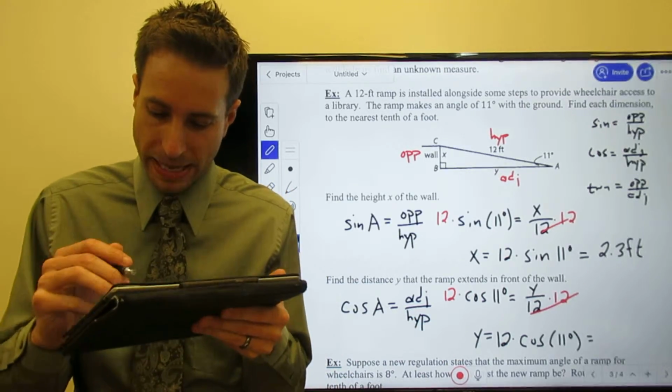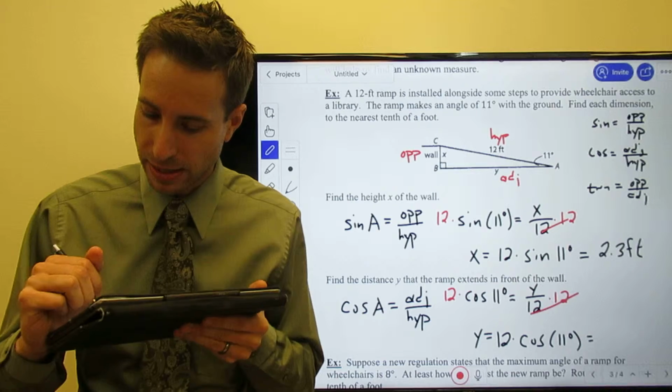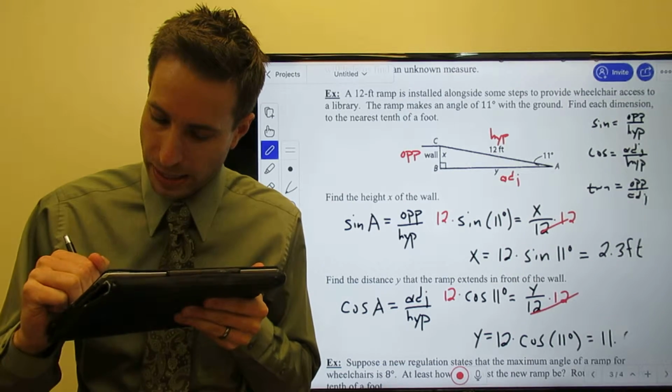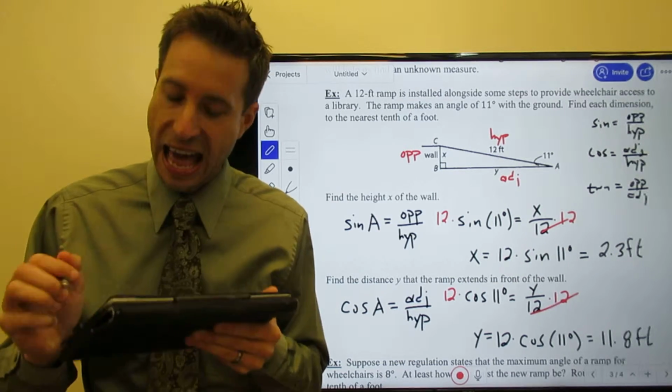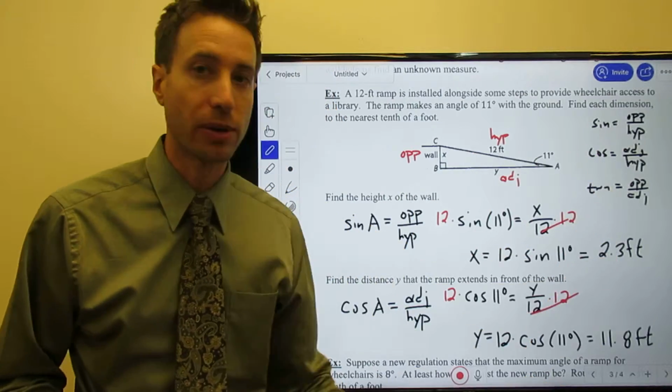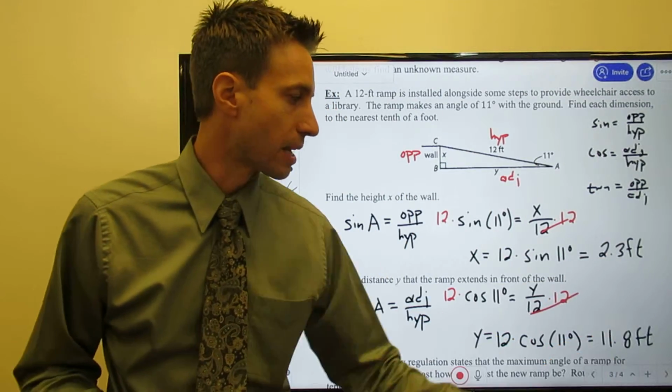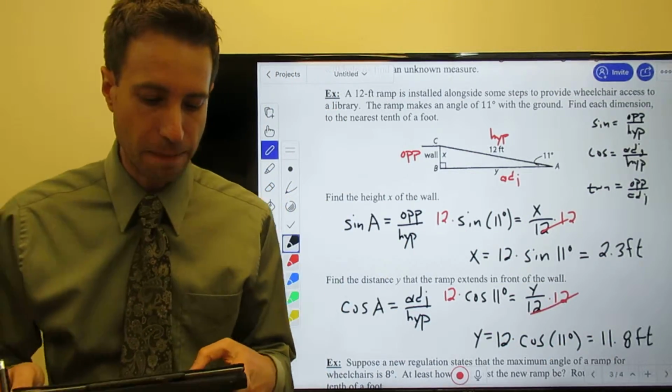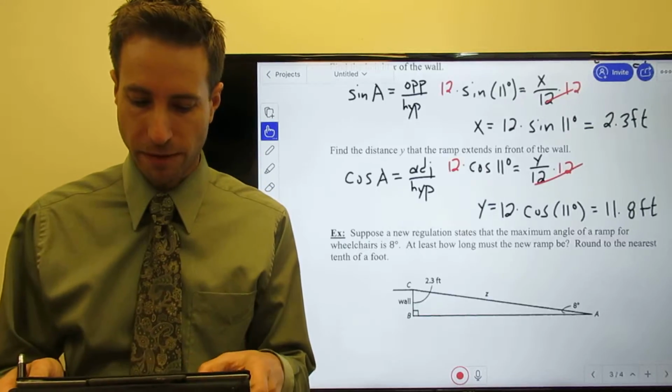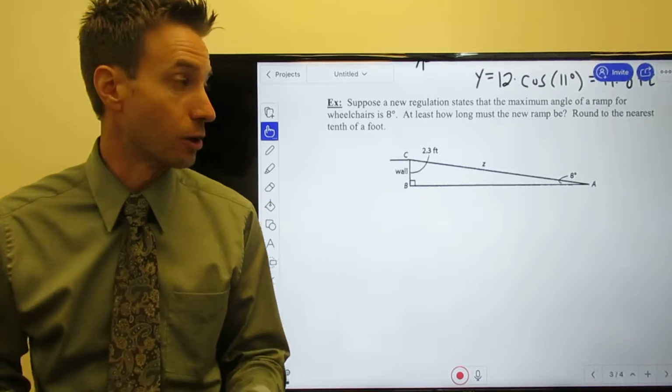Okay, so I do that in my calculator, round to the nearest foot, and we get 11.8 feet. So, how far out from the building does the ramp come? It comes out 11.8 feet. Okay, let's keep going. I've got another problem here for you. We'll practice this a little bit more.